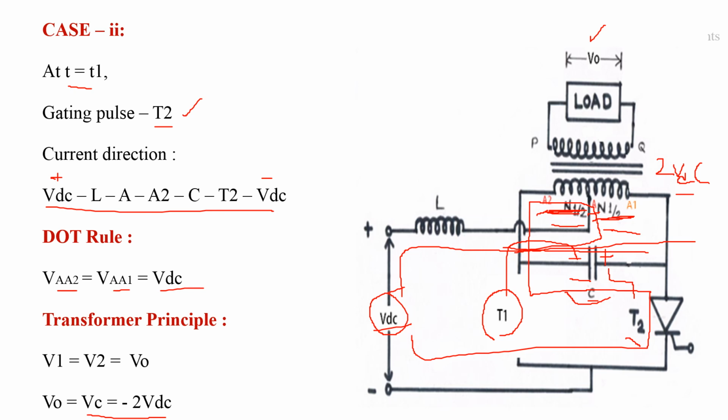Now according to the transformer principle, the total primary voltage appears across the secondary, that is V1 is equal to V2, and the load is connected across the secondary winding of the transformer. So V2 is equal to V0, and we already know the primary voltage is the same as the capacitor voltage. So finally we can conclude that V0 is equal to Vc is equal to minus 2 VDC. This is the second case of working of the parallel inverter.